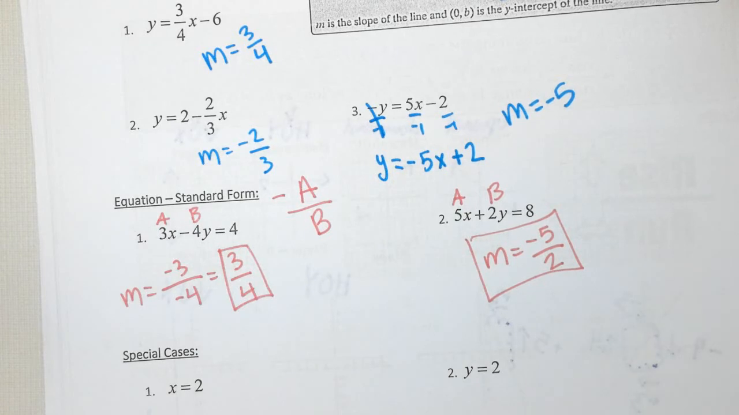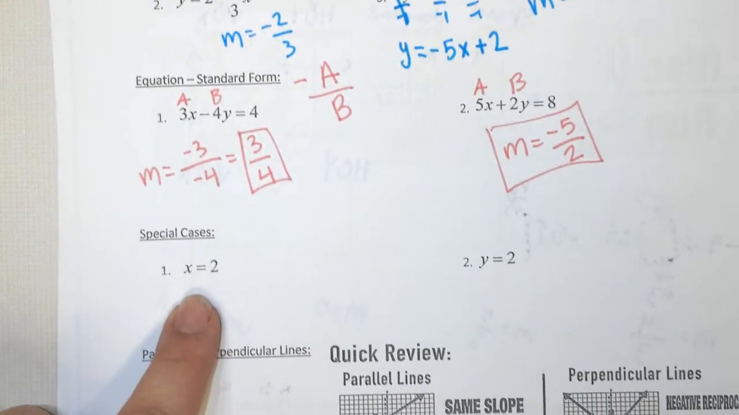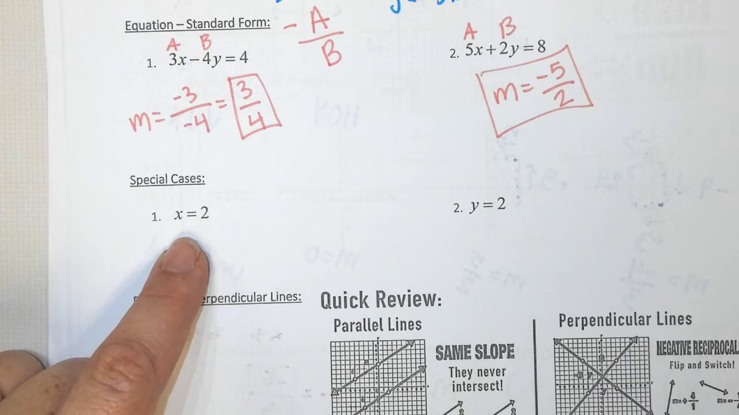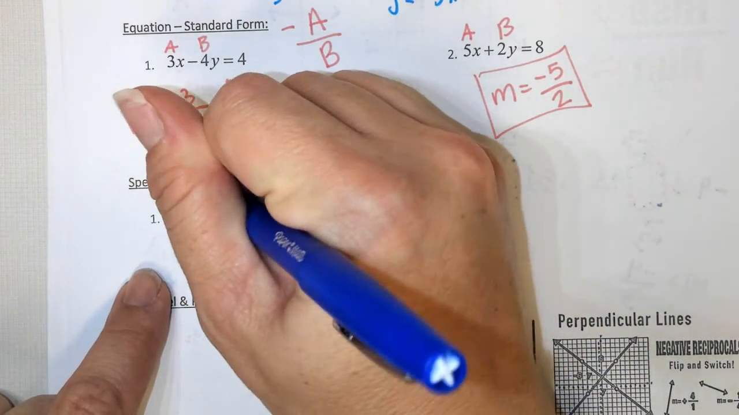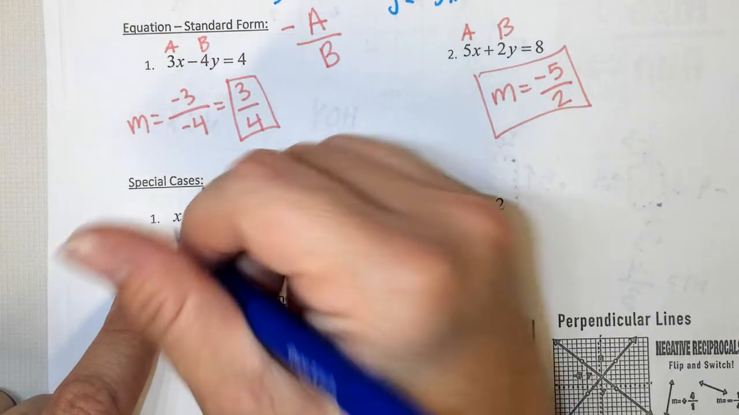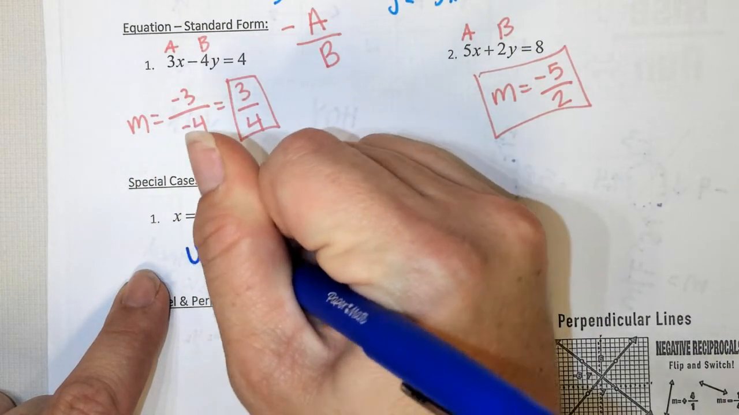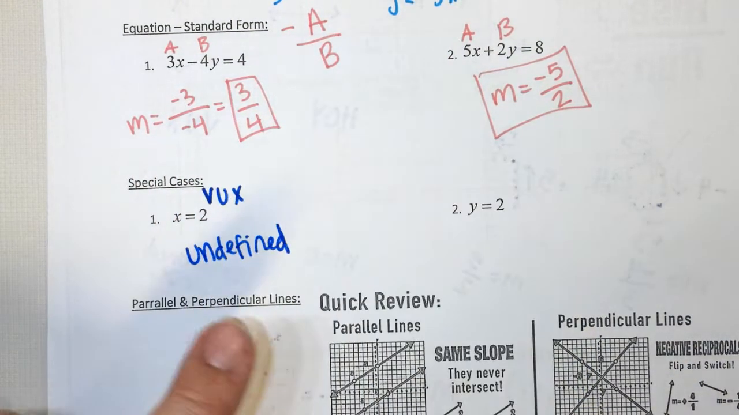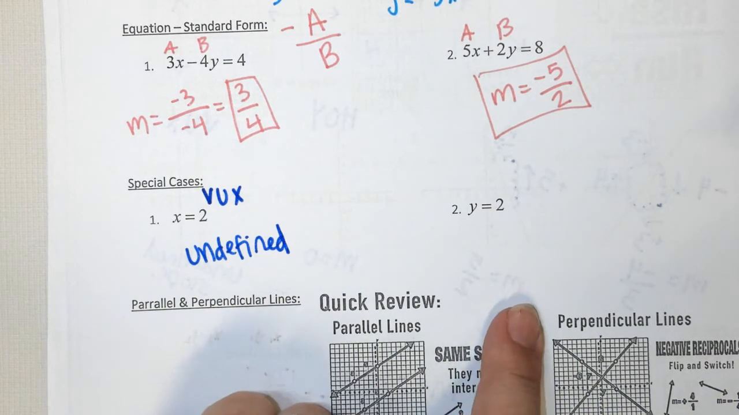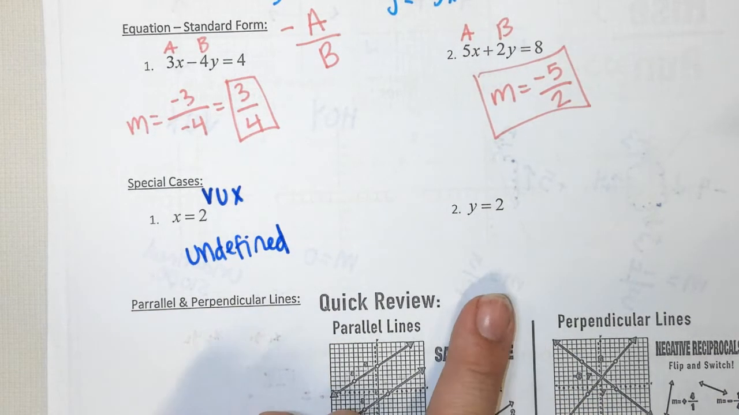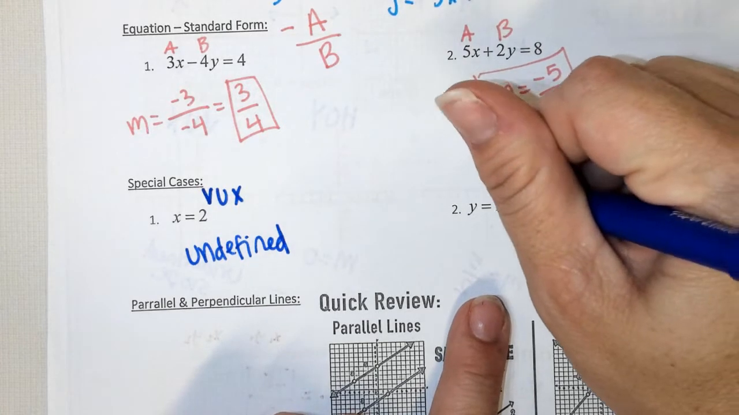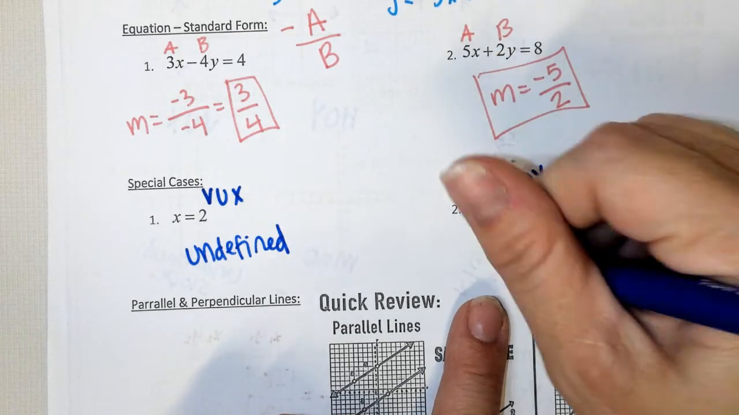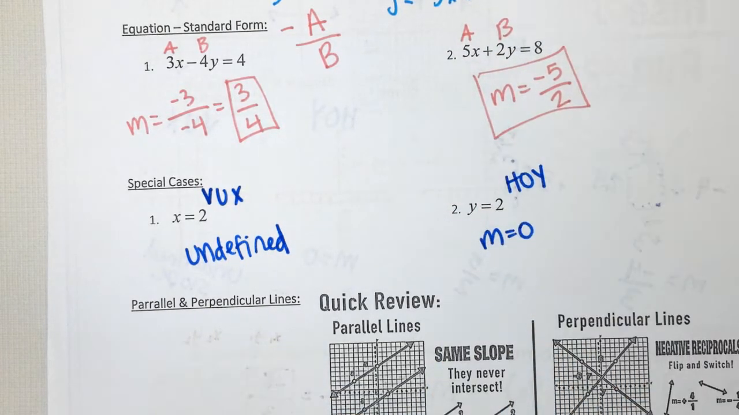Okay, so special cases are these guys. Well, what kind of line is this? Vertical, it's a vertical line, which means what's your slope? I know these are on here a bunch, but I feel like these are what mess people up a lot. So that's what we're talking about. And what about this guy? That's a horizontal line. And what's your slope? 0. Perfect.